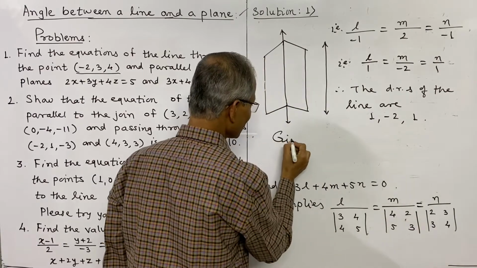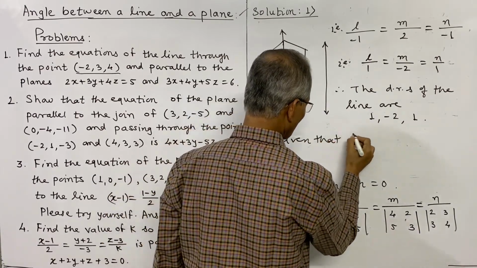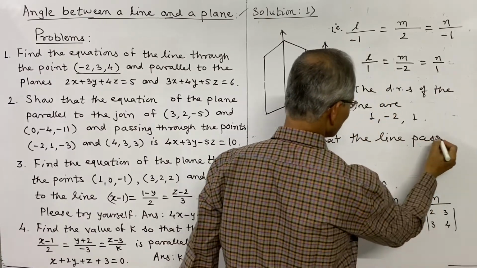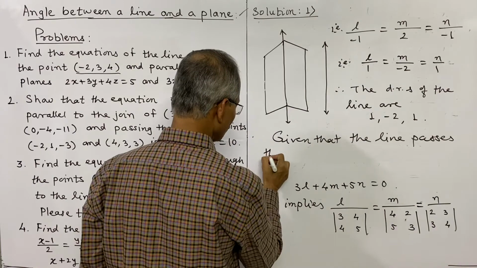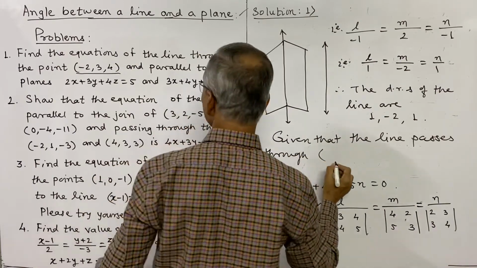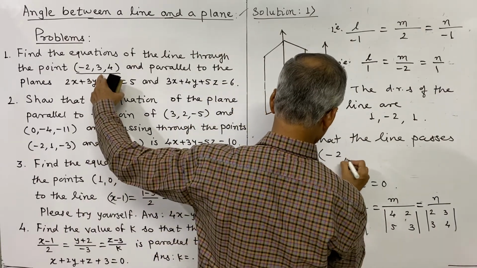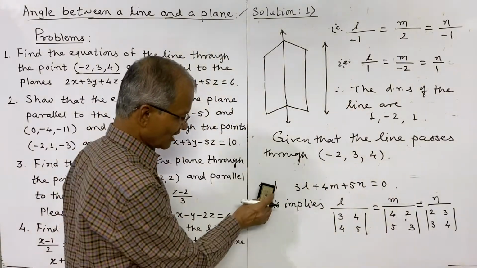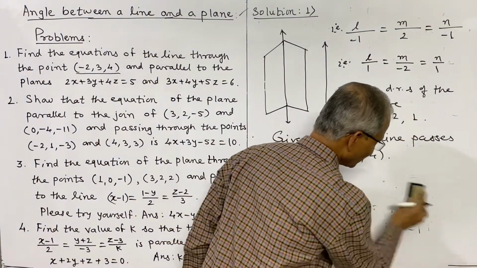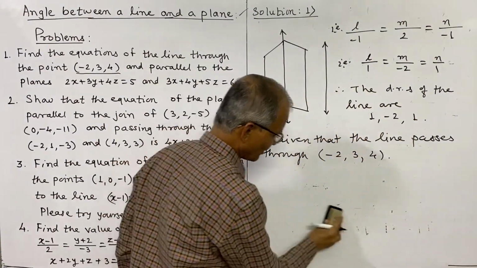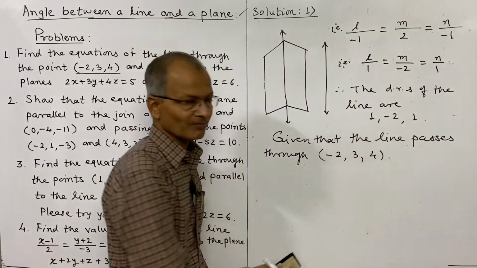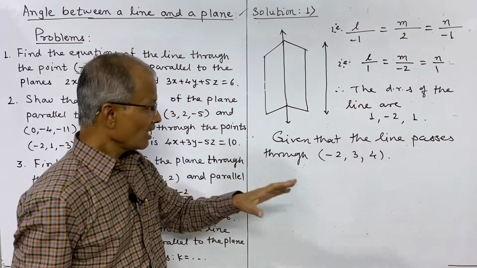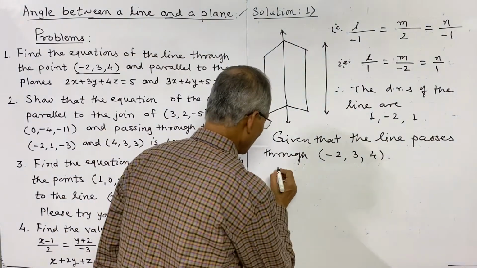Given that the line passes through the point minus 2, 3, 4, and these things are sufficient to write the equations of the line. The point and the direction ratios of the line are known. Actually, the point was given, we have obtained the direction ratios using the given geometrical condition, and now we can write the equations of the line.